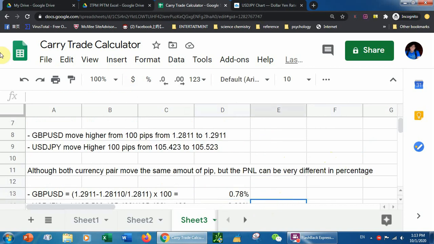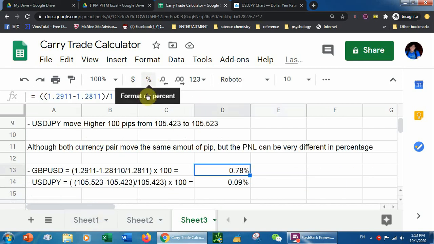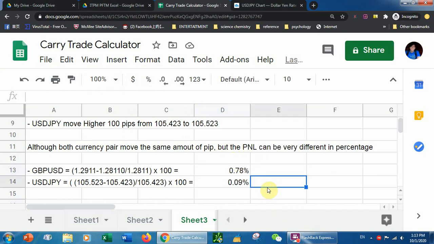And if for some reason you don't know how to calculate the percentage of something, you can simply open a spreadsheet and key in the formula here, and then format as percent. The spreadsheet, whether it is Google Sheets or Microsoft Excel, will convert your result into a percentage. So make sure from now onwards you calculate your PNL and everything in the form of percentage.